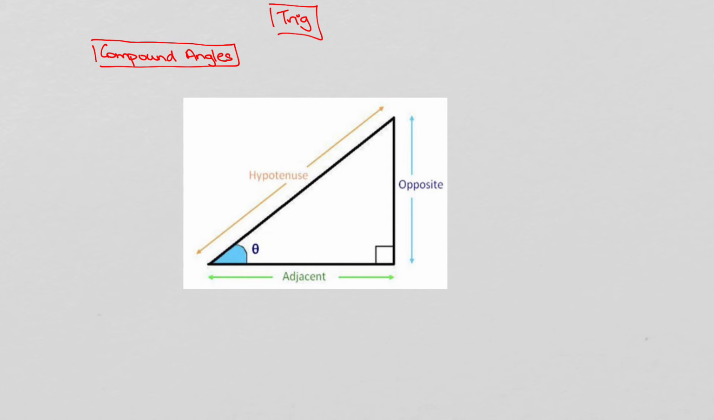When we have a right angle triangle, if we mark in an angle theta into our triangle, we call the side opposite the angle the opposite. We call the side opposite the 90 degrees the hypotenuse. And then the side beside the angle is called the adjacent. We already know that sine theta is equal to the opposite over the hypotenuse, and we know that cos theta is equal to the adjacent over the hypotenuse.